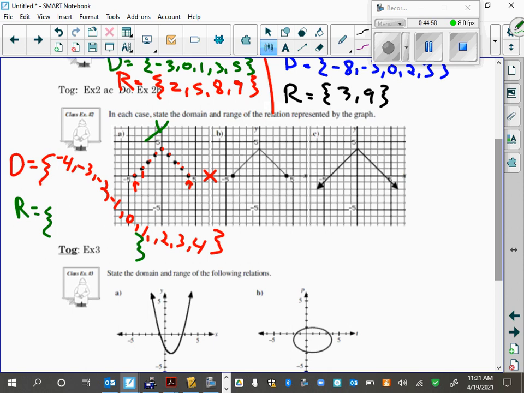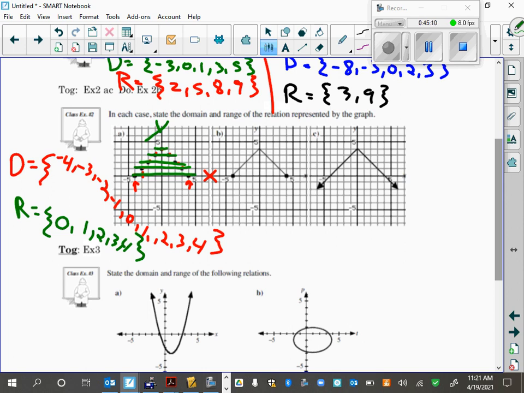One, two, three. Perfect. So these points are 0 up. These points are 1 up. These points are 2 up. These points are 3 up. And this one point is 4 up. So that's the range. There are no points that are 3.5 up, so you have to put them with squiggly lines and commas.